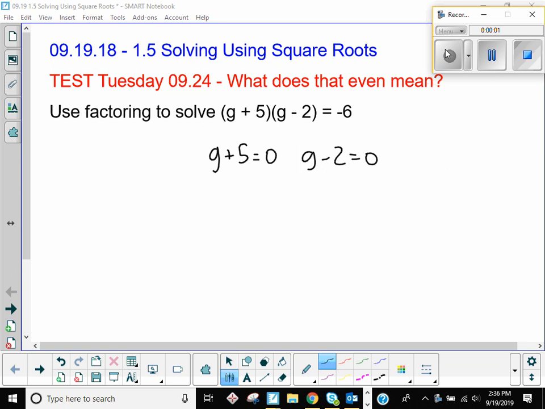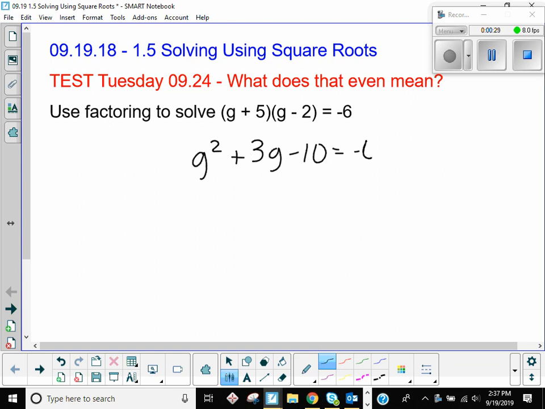Step 1, move the 6 over, and then step 2, do any FOIL or distributive properties, that's arbitrary. I like to do the FOIL first and then move the 6 over, so that's what I'm going to do. But it doesn't really matter. You'll get the same answer either way. So if I FOIL first, that gives me g squared plus 3g minus 10 equals negative 6.